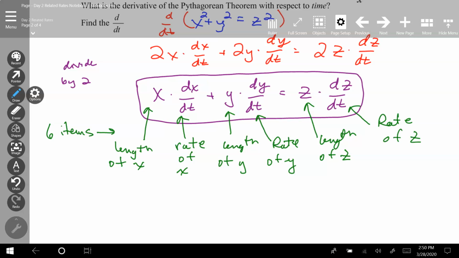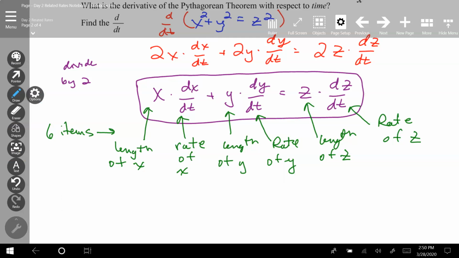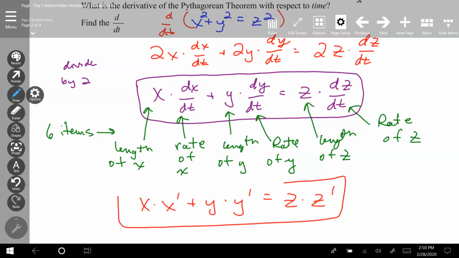Obviously, dx over dt is the change of x over the change in time, the rate of change. You want to write this using your prime notation: x times x prime plus y times y prime is equal to z times z prime. That is the derivative of the Pythagorean theorem.